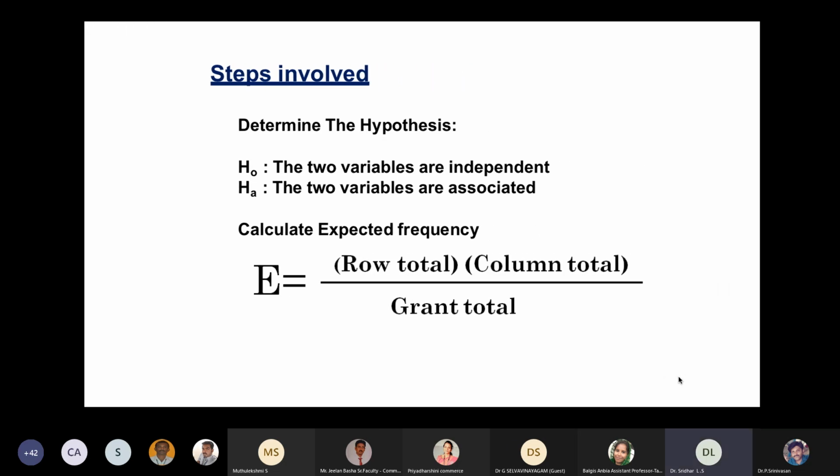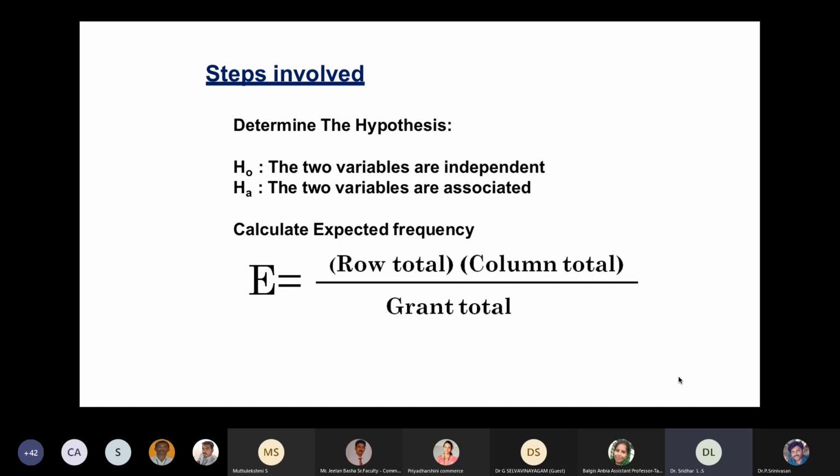Expected frequency is row total into column total divided by grand total. I already told you that two variables are associated. Associated means there should be a common relationship, like age. Let me explain. For example, take party A and party B, and their opinions: favorable, opposed, or neutral. That is called their standing, their positions.